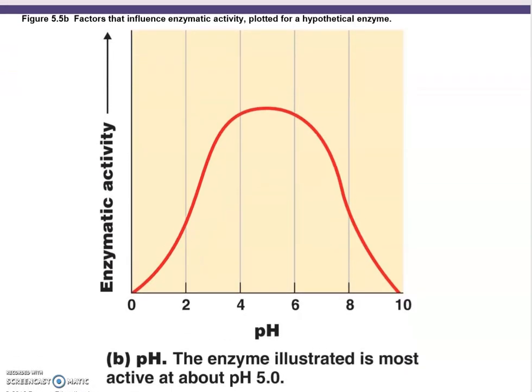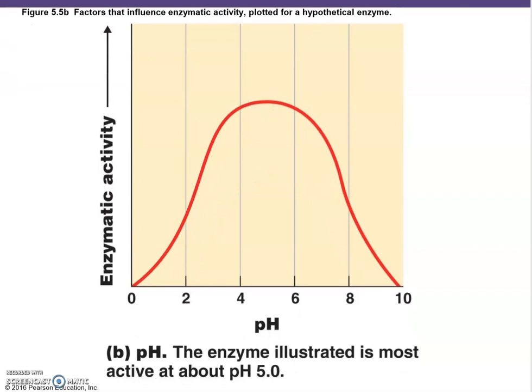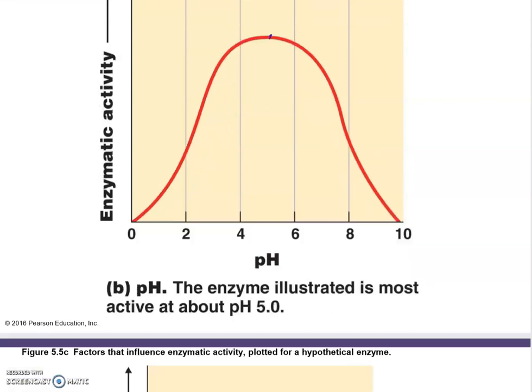Here's another example given of the optimal pH for some hypothetical enzyme. Here we have a pH optimum of about 5. And whatever enzyme this is, it will still catalyze a reaction at pH 4 and pH 6. But if you go higher than 6 or lower than 4, the activity goes down. So this particular enzyme has a pH optimum of about 5.